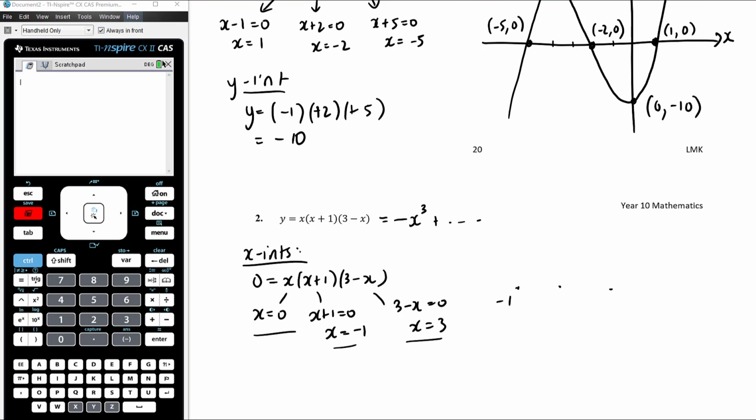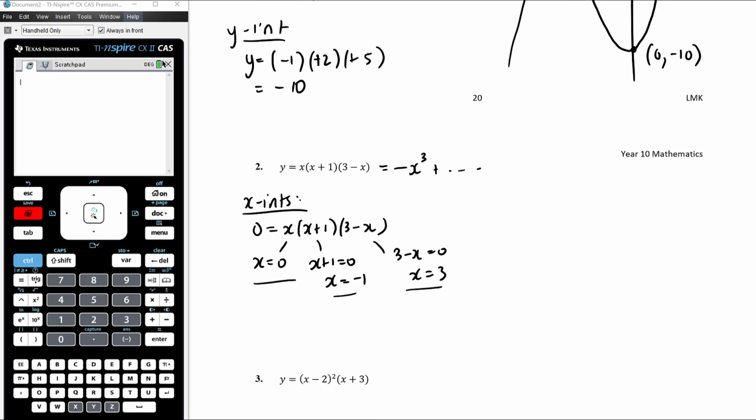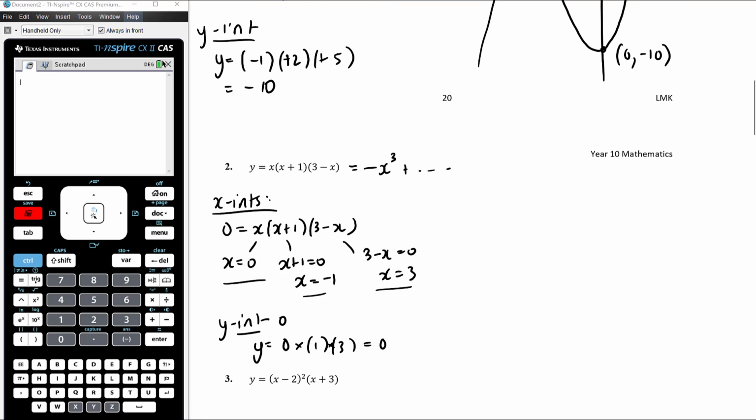Okay, so again, let's be a bit more precise about that. Now, if one of the x-intercepts is 0, immediately we know the y-intercept is going to be 0. You can check if you want, but it'll be 0 times 1 times 3. So it's just going to be 0. Okay, so let's draw in a scale.